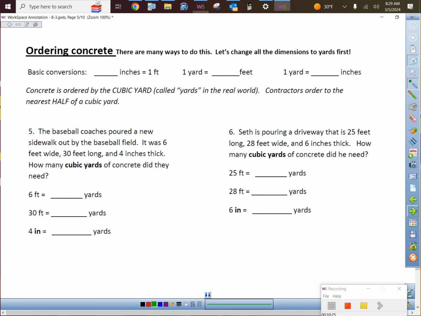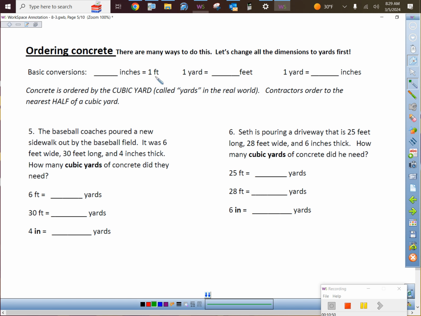And then finally, I shouldn't say finally, but this is the new section that we didn't do much of last year. I believe a lot in ordering concrete. It is one of the most realistic situations where volume is involved. But it is so complicated for the average person to do because it is in cubic units. So check it out. Let's do some basic conversions first.